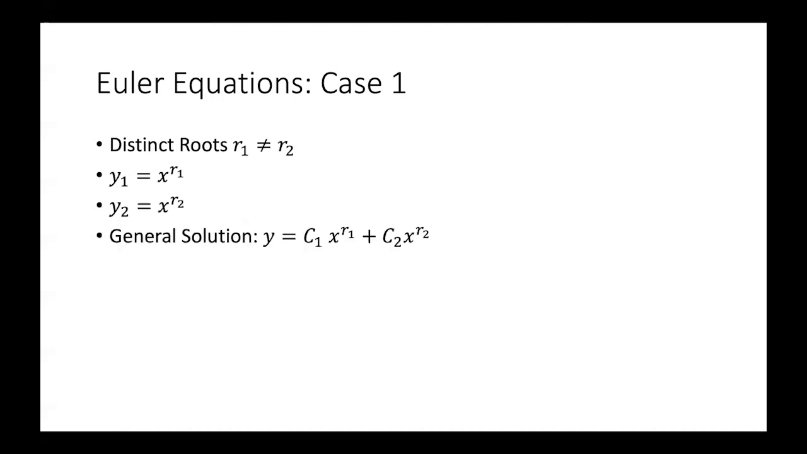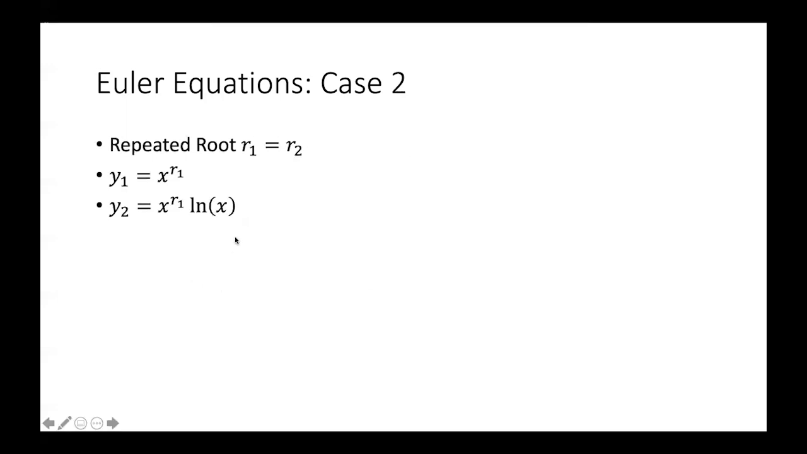So looking quickly at those three cases, we've got distinct roots, where we're just going to put those roots into our original solution form and then into a linear combination of those. Then we have our case 2 with our repeated roots. Now in the last one we added a factor of x, but for Euler equations we're going to add a factor of ln x. So that's the main difference. Other than that, our solutions are in our assumed solution form with our repeated root. So we put those together and we have our general solution.